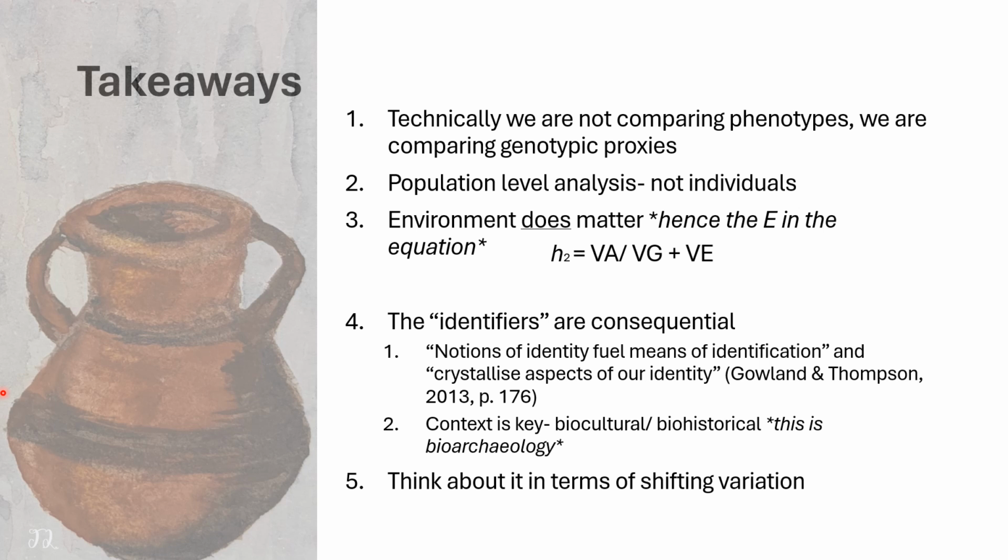Also, identifiers are consequential. In the first case, I pooled by geography, and in the second case, I used more detailed historical data. And then, number 5, we are examining shifts in variation. Traits do not belong to or define one population.